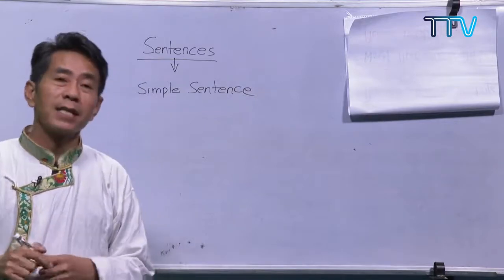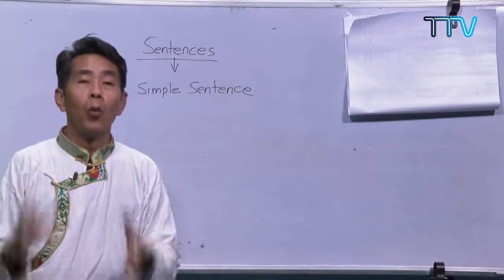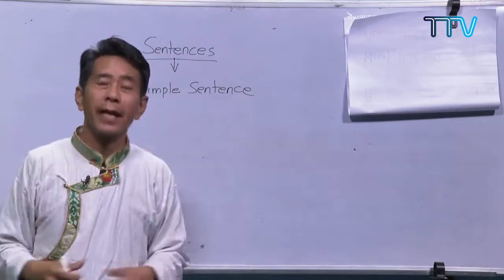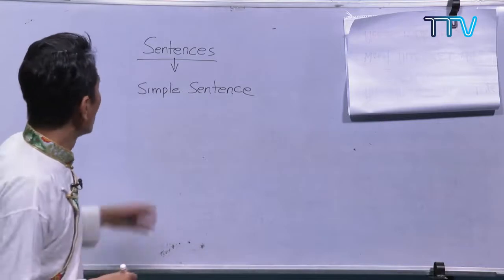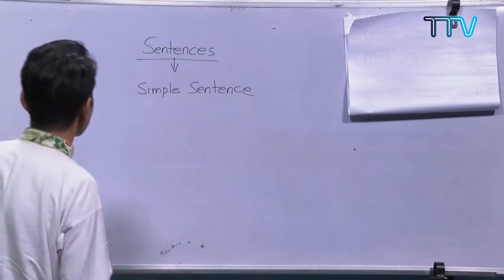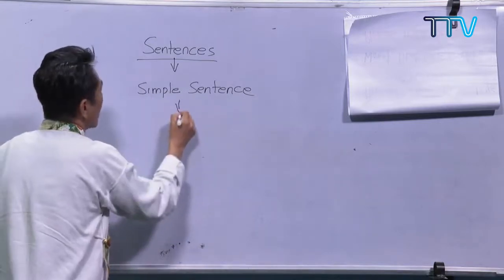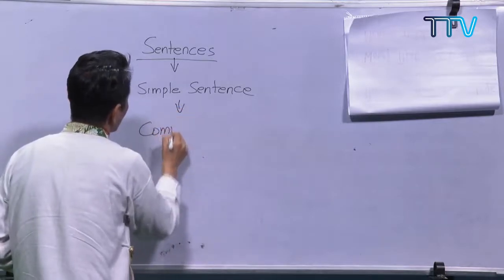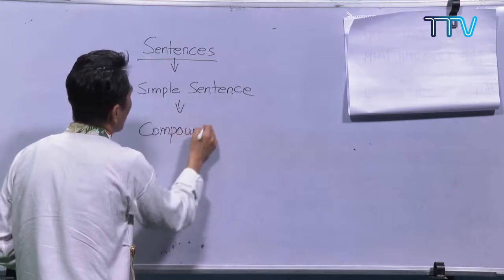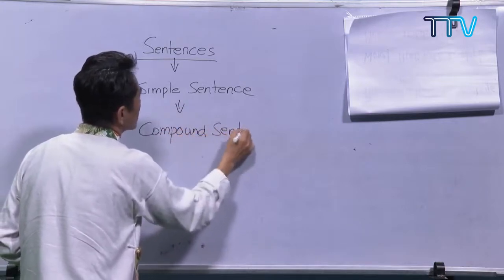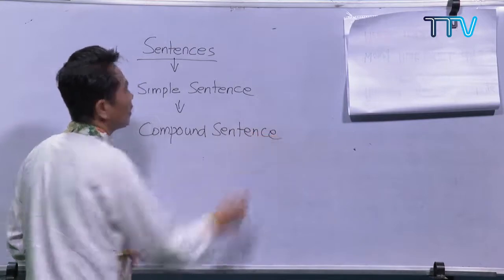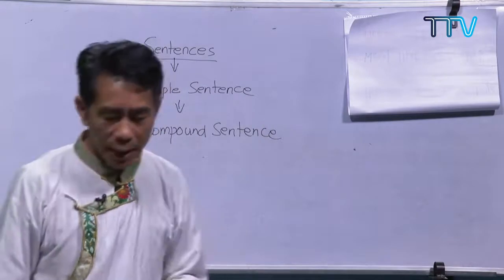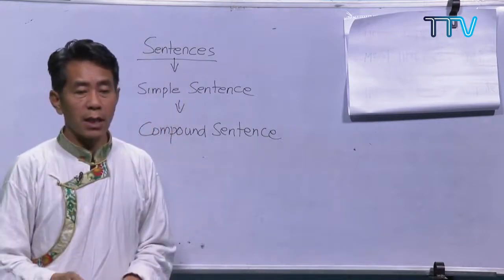In a simple sentence, we have one independent clause. I repeat the word clause again and again, and we are going to learn what a clause is in a few minutes. So that was the simple sentence, and now I am here to teach you about the compound sentence. We are going to start my session. What is a compound sentence?